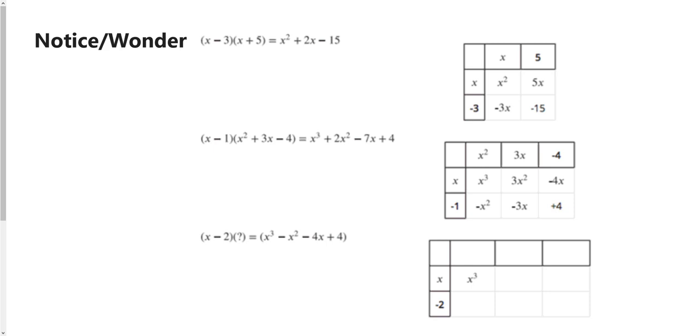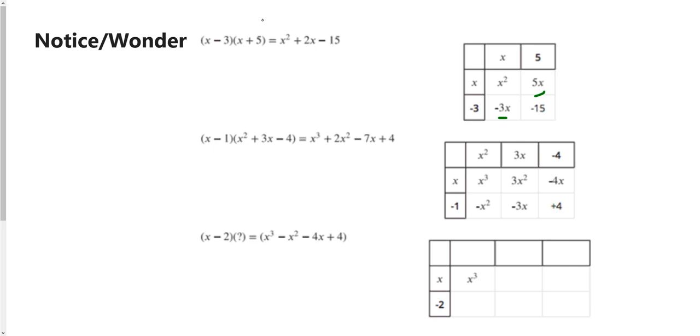So let's look at this example here. You can trust that this distribution works. X minus 3 times x plus 5 is equal to x squared plus 2x minus 15. Well, how do we know that that's true? Because we can distribute, right? X times x is x squared. X times 5 is 5x. X times minus 3 is minus 3x. And negative 3 times 5, negative 15. So we combine our like terms, and you get x squared plus 2x minus 15.